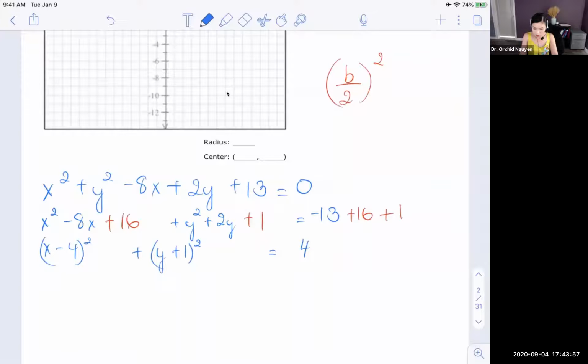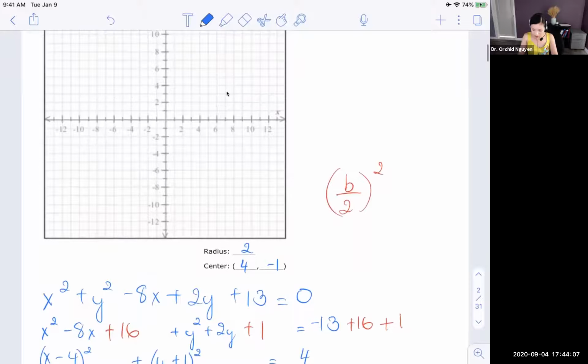Okay, so what are the center and radius? The center in this case is (4, -1). The radius, you take the square root of 4, so it's 2. Okay, and then you can just locate the center at (4, -1) right here. Then 2: 1, 2, 1, 2, 1, 2, 1, 2. And then you draw the circle. And that's it. That's how you work it out if you have standard form.